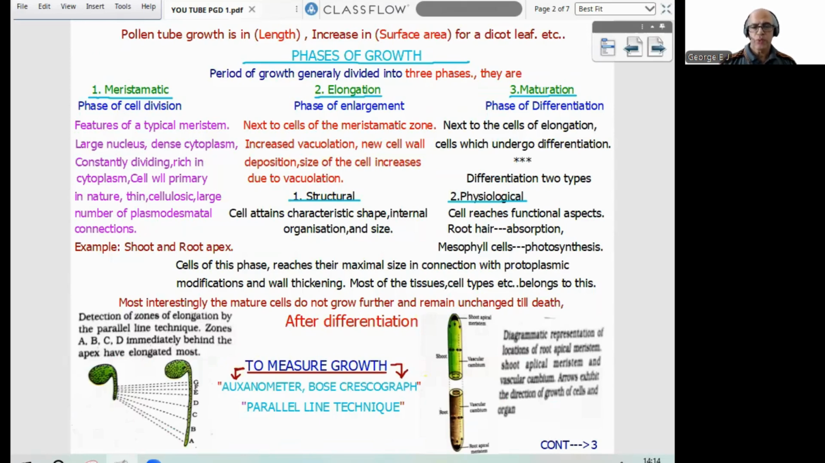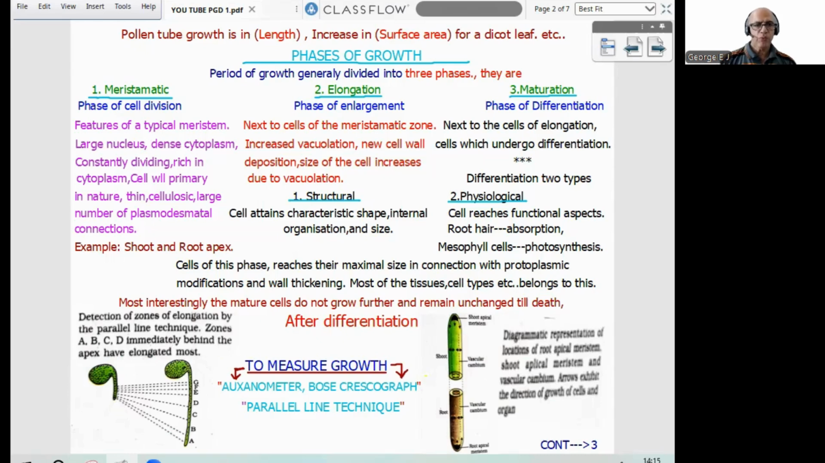Now comes phases of growth, another important aspect for the exam. Three different phases can be considered. Remember, all this is concerned with plant science. One is meristematic, another is elongation, the third is maturation. The meristematic phase is otherwise called the phase of cell division. The elongation phase is otherwise called the phase of enlargement. The maturation phase is otherwise called the phase of differentiation. Now, the meristematic phase or phase of cell division. Each phase has its own features, NCERT-based, important for theory and entrance exams.